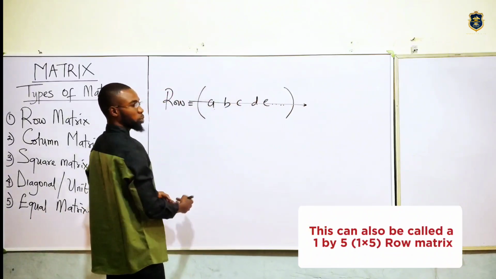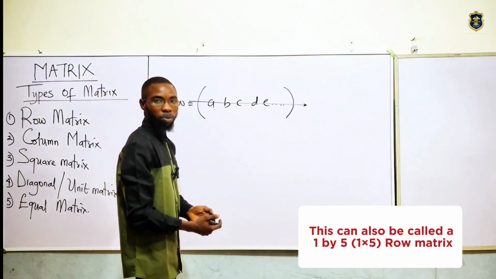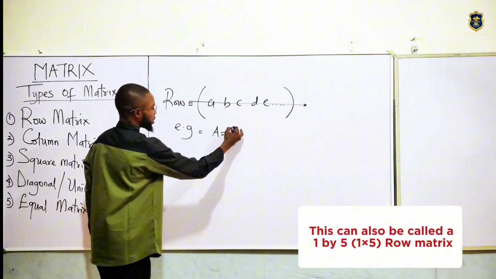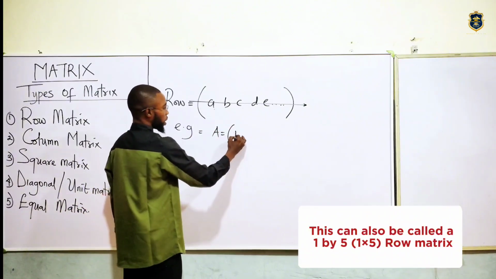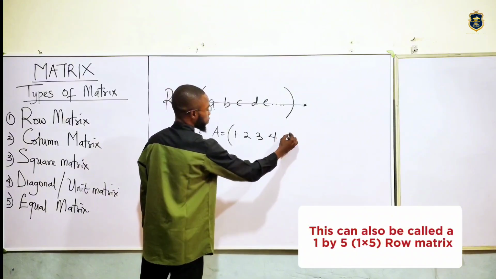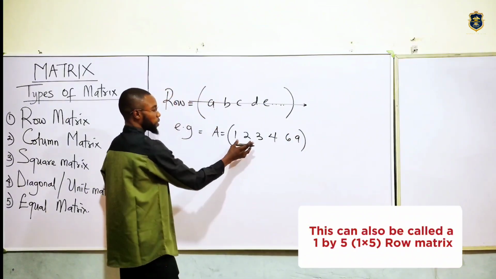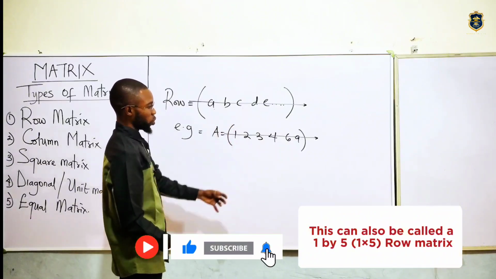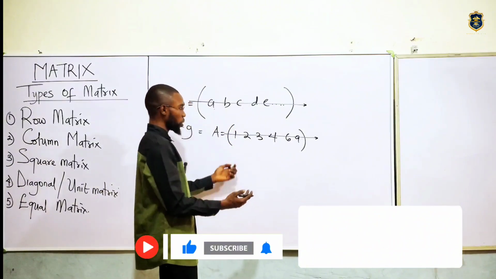There is no representation of the elements in what? In columns. So for example of a row matrix, we can say matrix A can be given as 1, 2, 3, 4, 6, 9. All of these elements are represented in rows, just in rows. There is no column to represent the matrix, right? This is all about the row matrix.